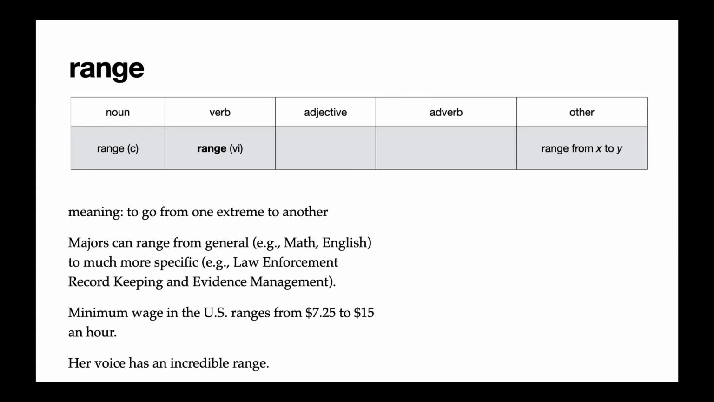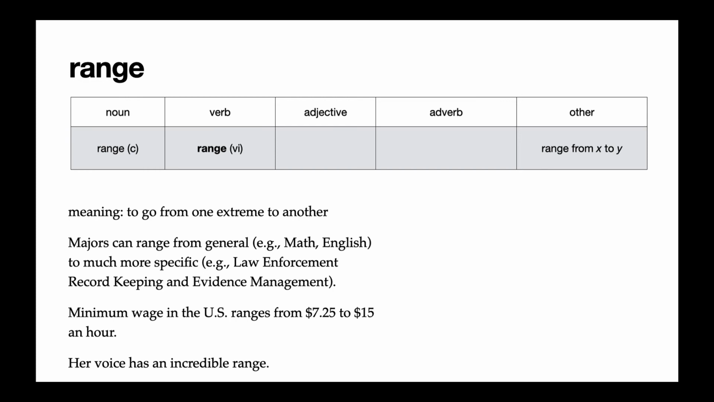Or in our second example, it says minimum wage in the US ranges from $7.25 to $15 an hour. So minimum wage, minimum means the smallest, and wage means how much money you make per hour. So in the United States, by law, the smallest amount you can pay someone in certain states is $7.25 an hour. That's the lowest. But then the range, the highest minimum wage is $15. So for example, in Washington, D.C., the minimum wage is $15. So you have to pay someone at least $15 an hour.